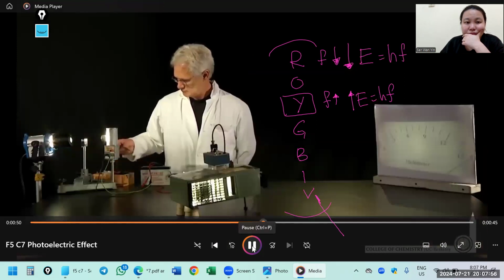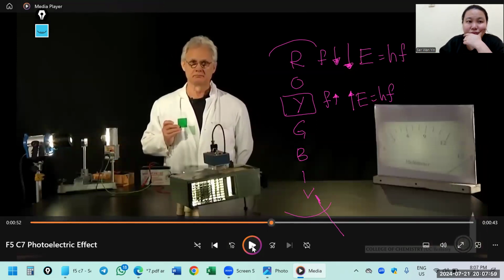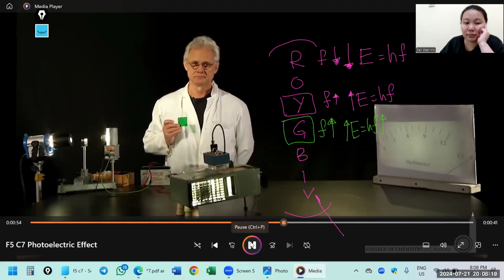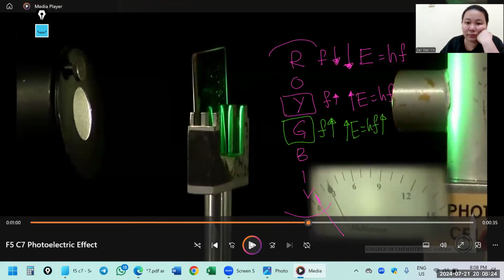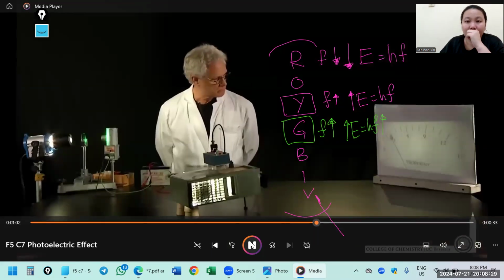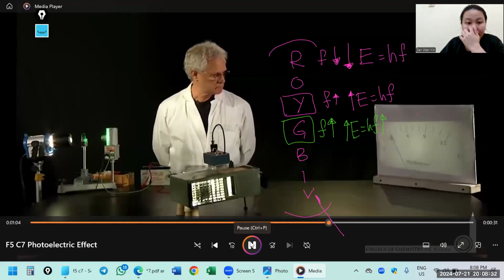If we go to higher still photon energy, so now come to the green. So higher frequency means higher than yellow. The photon energy is higher than yellow. See what happened? Green wavelengths are shorter, still higher photon energies, and we can see photoelectrons emitted at a higher energy.